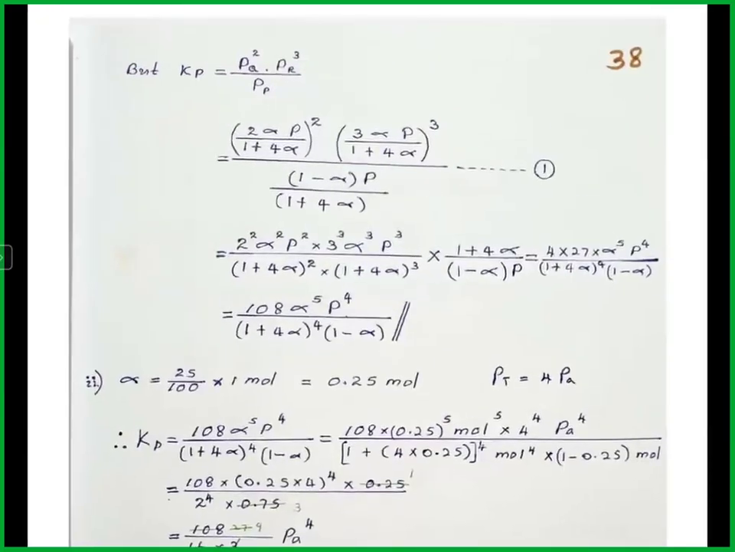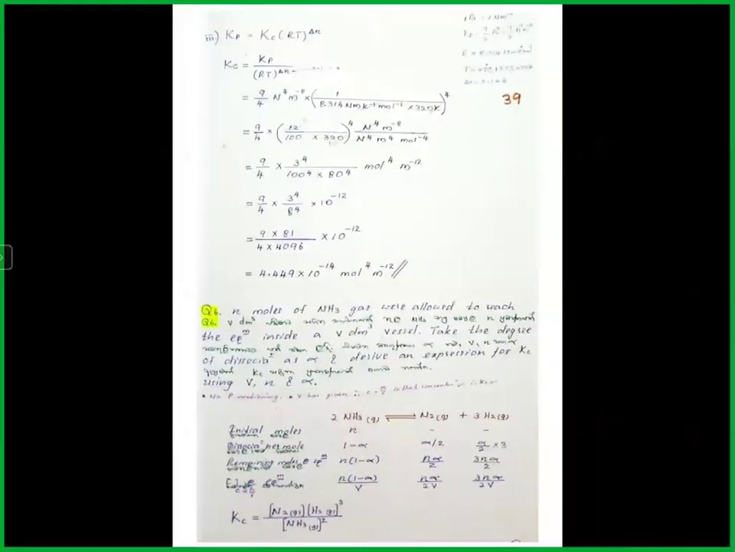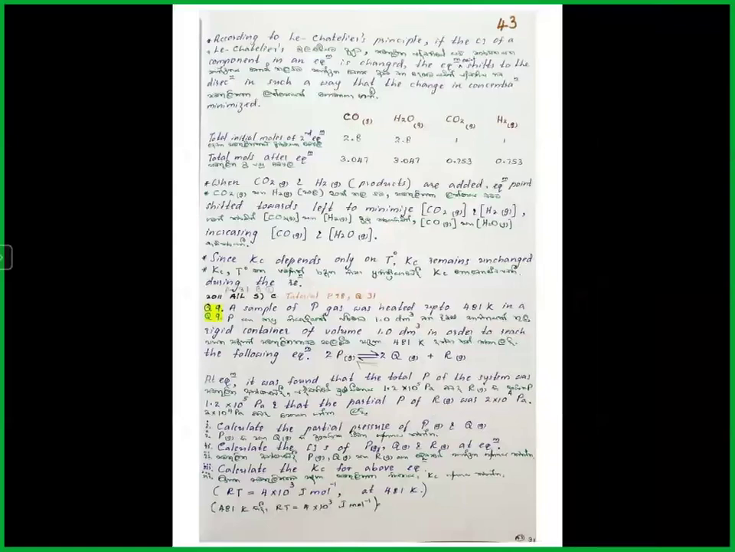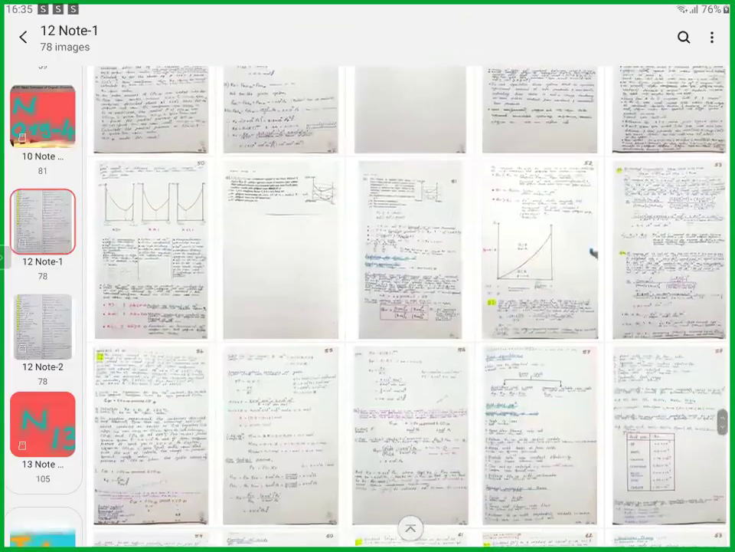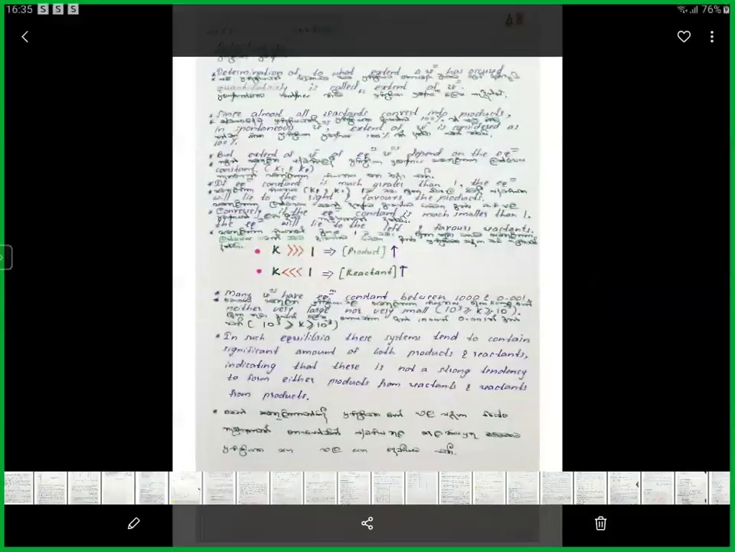Only very rarely were they given calculations with symbols, but still they were given. It's not given, so we need the practice. That's all, I guess. Yeah, done with chemical equilibrium. That's all with chemical equilibrium.